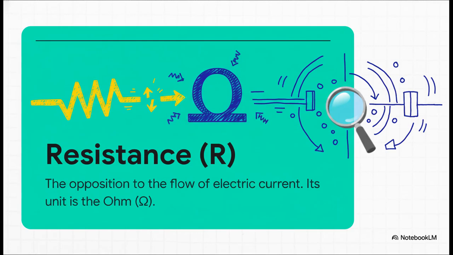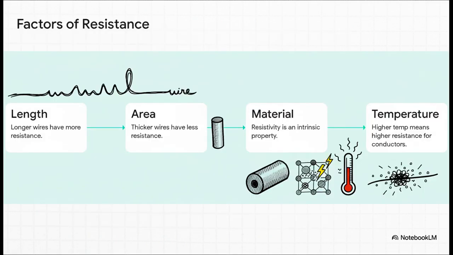It's pretty straightforward. The higher the resistance of a material, the harder it is for the current to push its way through. And we measure this opposition in a unit called the ohm. Now, what makes something more or less resistive? Well, 4 main things. First, a longer wire means more resistance. Second, a thicker wire, one with a bigger area, actually has less resistance. It's like a wider highway. Third, the material itself matters a ton.